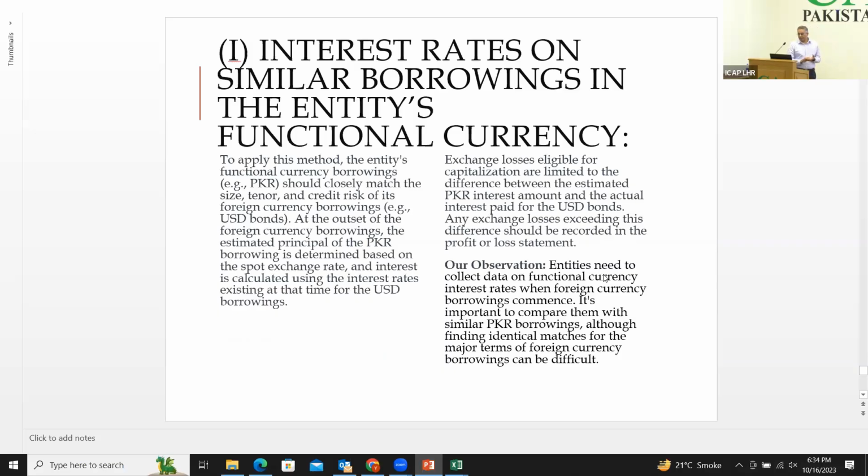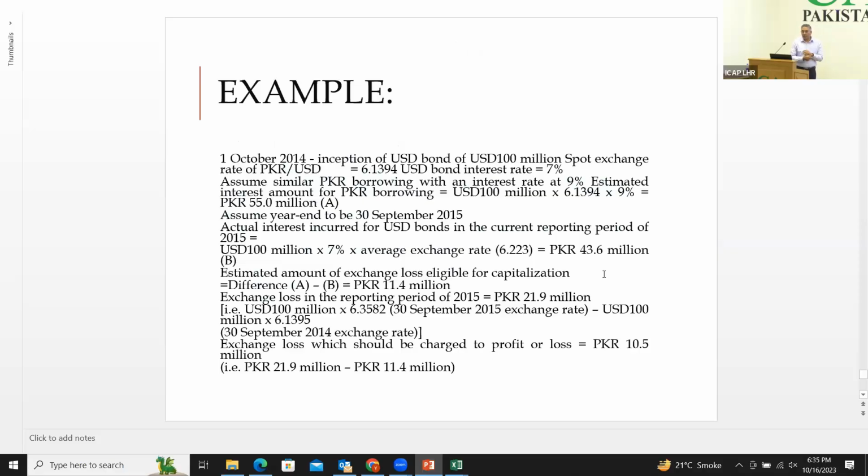Here is an example, or model one. Model one: actual borrowing, actual exchange loss incurred. What part of that actual exchange loss incurred can become part of the cost of a qualifying asset? Example, let's see. Let's say on 1st October 2014, inception of a USD bond of 100 million, spot exchange rate 6.1394, US bond interest rate 7%. Assume a similar PKR borrowing rate with an interest rate of 9%. Estimated interest amount for PKR 100 million.